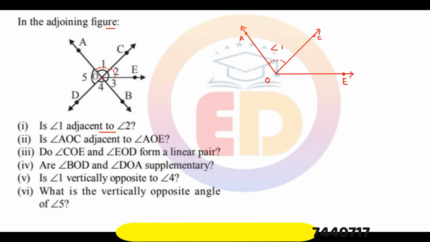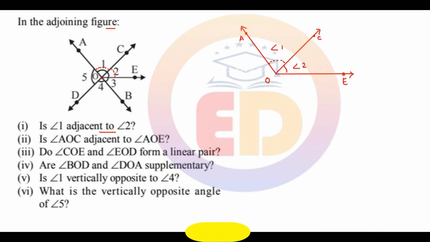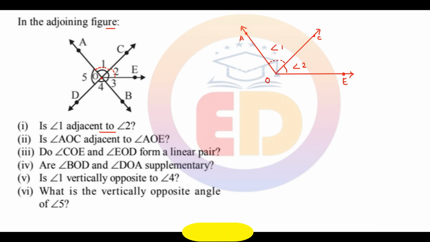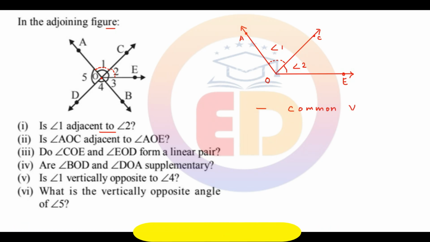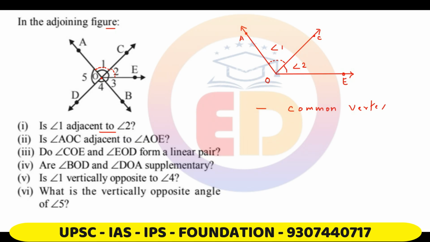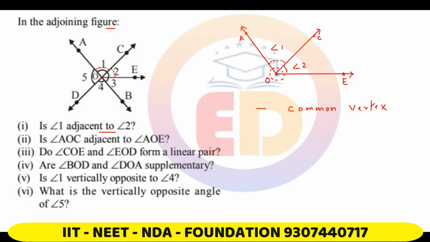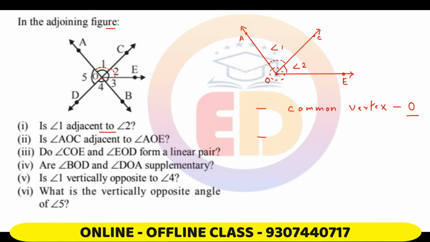So here we can see that this is angle 1 and this is angle 2. Now if angle 1 and angle 2 are adjacent angles, then they should have a common vertex. And they do have a common vertex, which is the point O. This is their common vertex, which is point O. They should have a common arm.